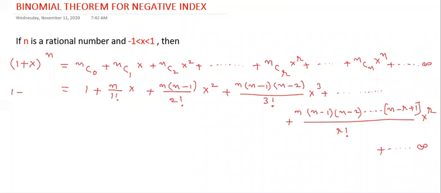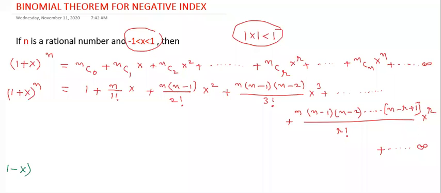This is the 1 plus x whole power n expansion. Here x is valid when minus 1 is less than x less than 1, or we can write mod x less than 1. This is an important condition. Okay, now I am going to write another formula: 1 minus x whole power n. What is the difference between both? Already you know very well, just the sign only.